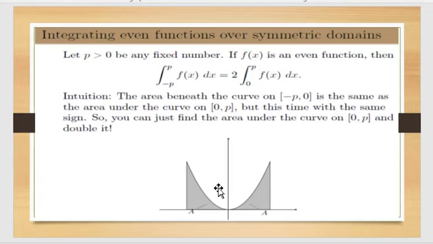Here you can see from this graph that the symmetry is around the y-axis. So both areas, from minus p to 0 and 0 to plus p, are the same. Their sum will be added, and we will get twice the integral. So if we have to integrate a function from minus p to plus p, we can just find the area under the curve from 0 to p and write twice the integral from 0 to p of f of x dx.